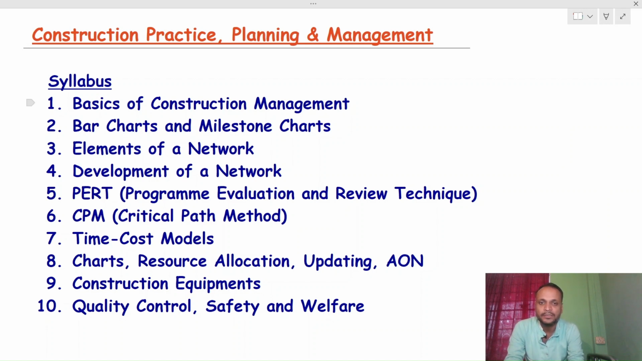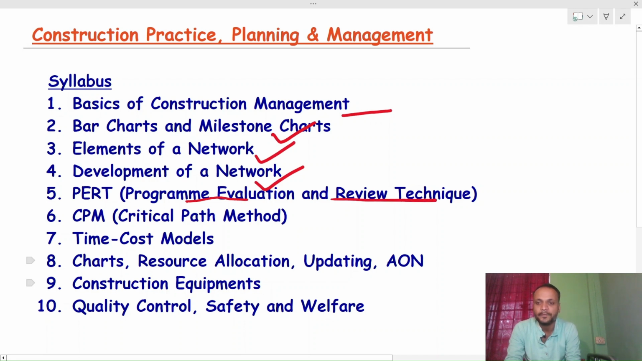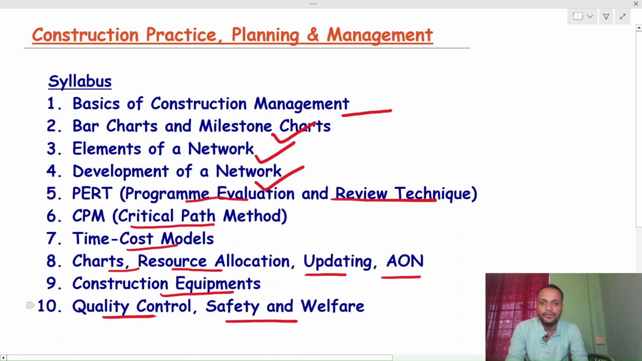So the syllabus of this series will be the basics of construction management, bar chart and milestone charts, elements of a network, development of a network, PERT, that is the Program Evaluation and Review Technique. It is a very important topic. CPM, critical path method, time cost models, charts, resource allocation, updating AON, various construction equipments used during the construction process, and quality control, safety and welfare. So there will be many videos on this topic.